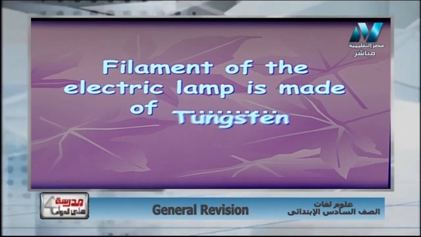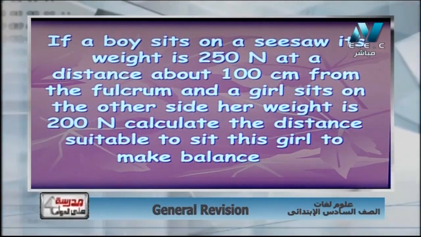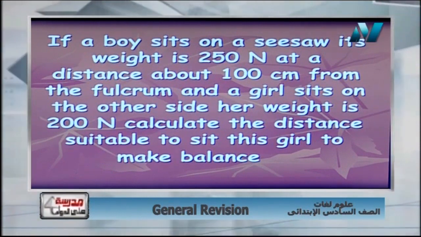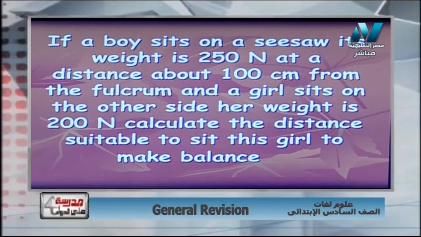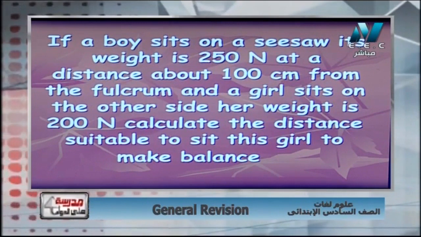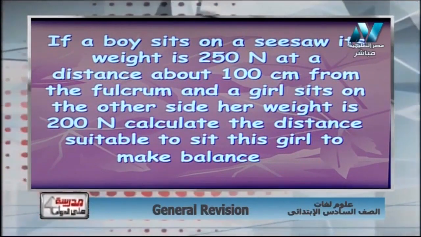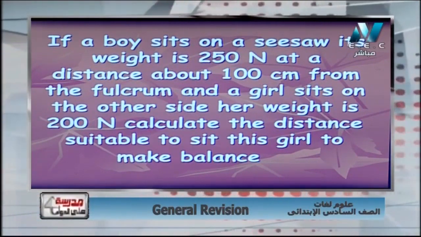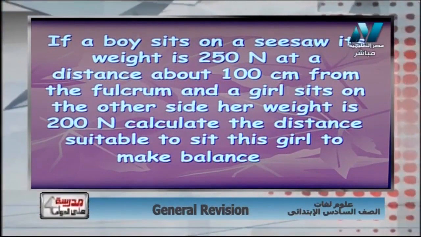Another question says, if a boy sits on a seesaw, I'm sure it's a problem of lever. The question says if a boy sits on a seesaw, its weight is 250 newton at a distance about 100 centimeter from the fulcrum, and a girl sits on the other side, her weight is 200 newton. Calculate the distance suitable to set this girl to make balance.